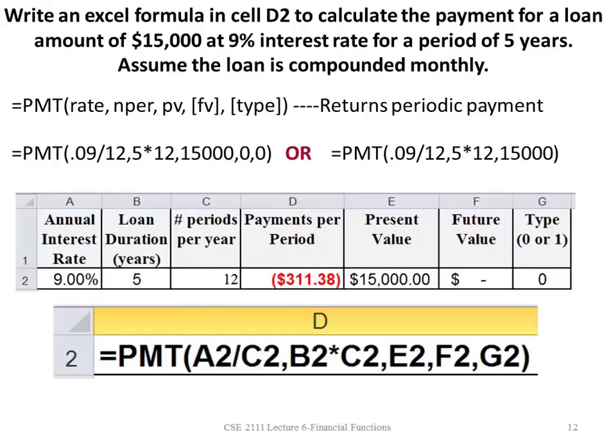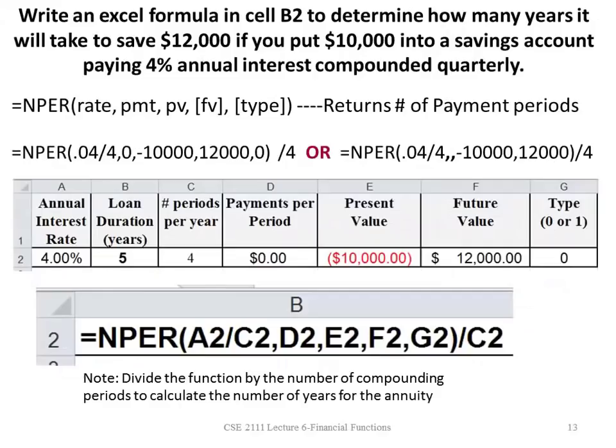I also want you to notice the future value cell, F2. It has a hyphen in it. Remember, if we are formatting this in accounting, then a hyphen means that there's a 0 displaying in that cell, or there's 0 in that cell.